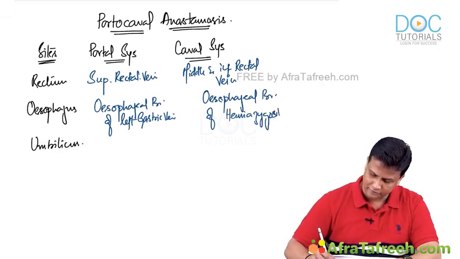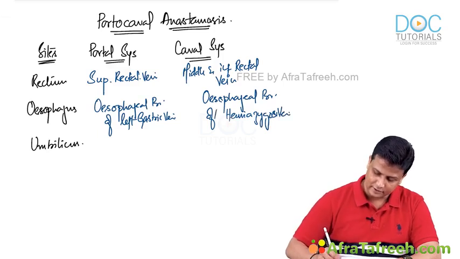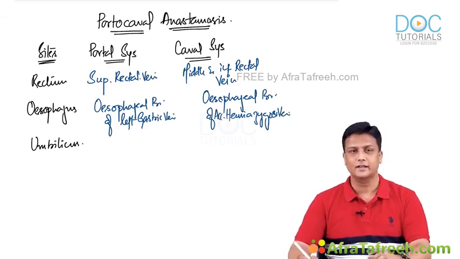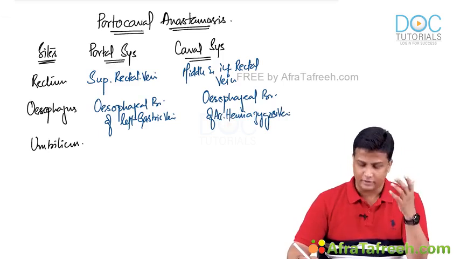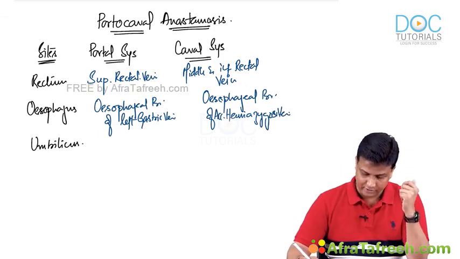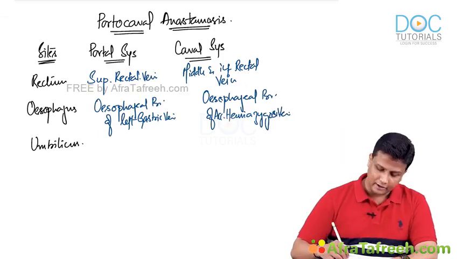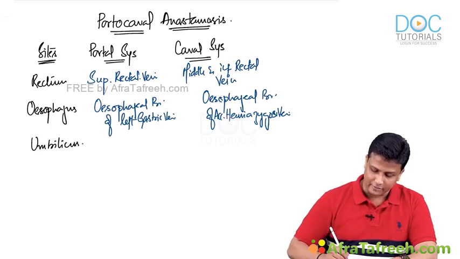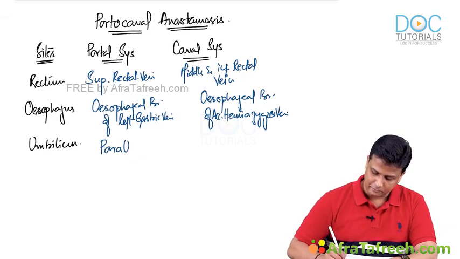Hemiazygous vein. In fact, it will be accessory hemiazygous vein. Esophageal branches of accessory hemiazygous vein, and we know that will be actually draining into the systemic circulation. And around the umbilicus, you will have the paraumbilical vein, which will be draining the blood into the portal vein. Paraumbilical vein.